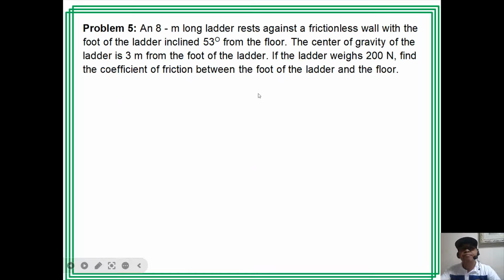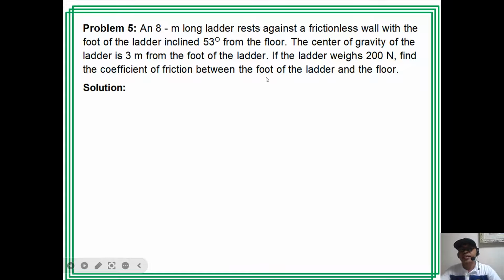Next problem. An 8-meter long ladder rests against a frictionless wall with the foot of the ladder inclined 53 degrees from the floor. The center of gravity of the ladder is 3 meters from the foot of the ladder. If the ladder weighs 200 newtons, find the coefficient of friction between the foot of the ladder and the floor.